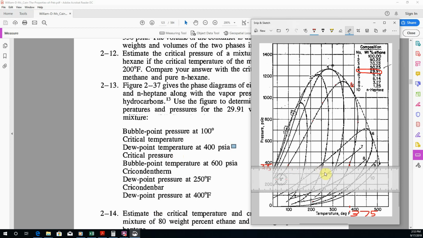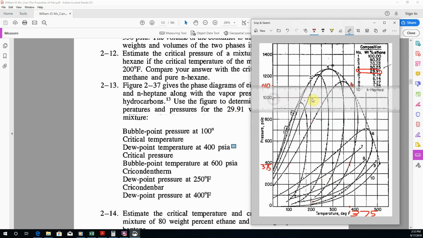What is the critical pressure? So critical pressure, we're right here-ish for the critical point. Critical pressure is just above 1100. Let's say maybe 1110 psi, because it's right about there. I can move that up there to show that. See, it's right about 1110. So we got that one.